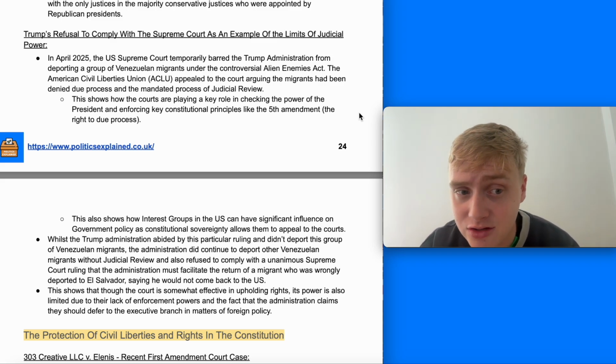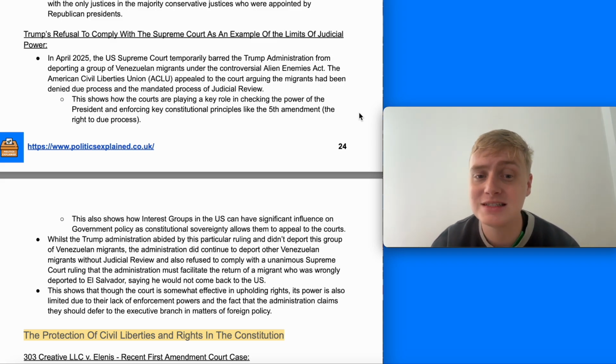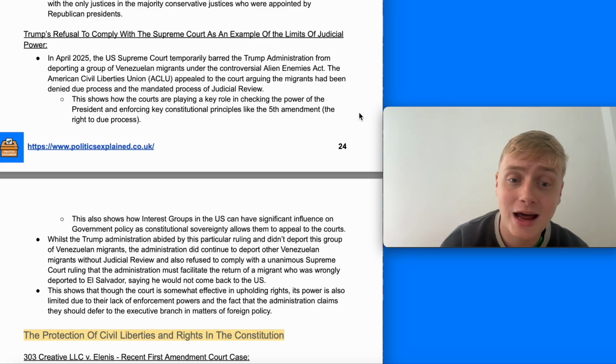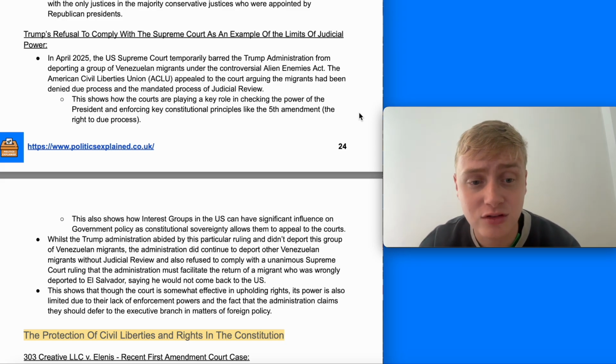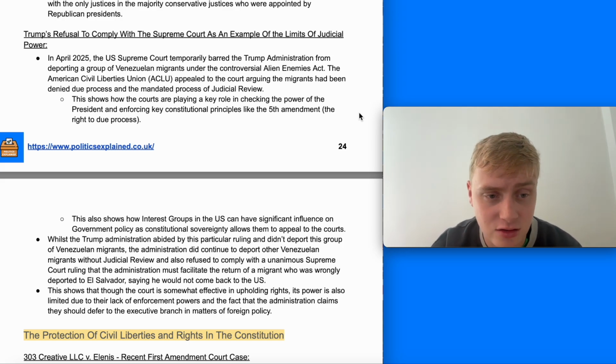However, on the other hand, while the Trump administration abided by this particular ruling and didn't deport this group of Venezuelan migrants, the administration did continue to deport other Venezuelan migrants without judicial review, and also refused to comply with a unanimous Supreme Court ruling that the administration must facilitate the return of a migrant who is wrongly deported to El Salvador, saying that he wouldn't come back to the United States.